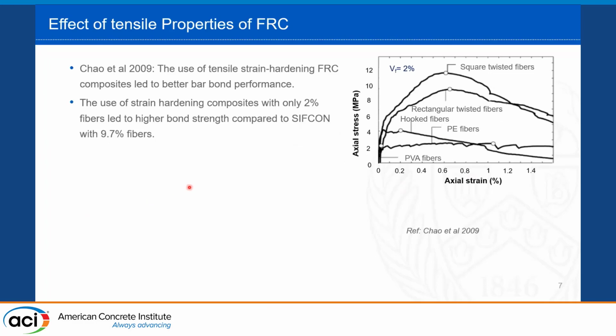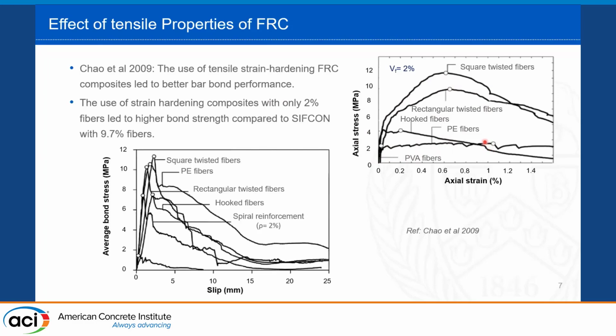But on the other side, the effect of other parameters, like the strain capacity for example, was not studied for UHPC, but for other fiber reinforced composites, like in this study. Here the authors compared the behavior of different fiber reinforced composites, all of them with 2% fibers. This figure shows the uniaxial stress-strain behavior in tension of different materials. Some of them had very high tensile strength and high strain capacity, like these two with the square twisted fibers and the rectangular twisted fibers. Another material with PE fibers had low tensile strength, but higher strain capacity.